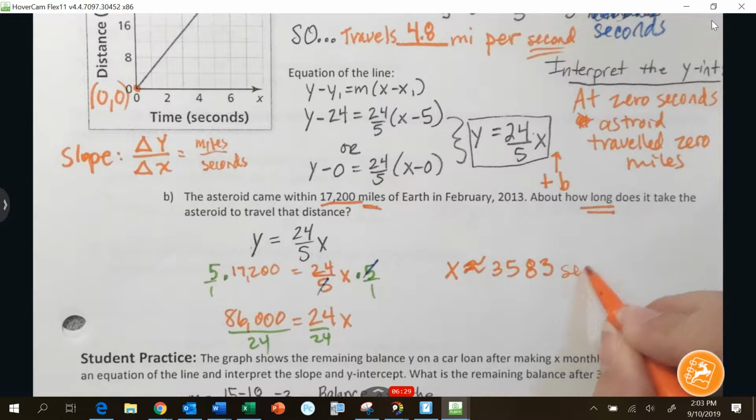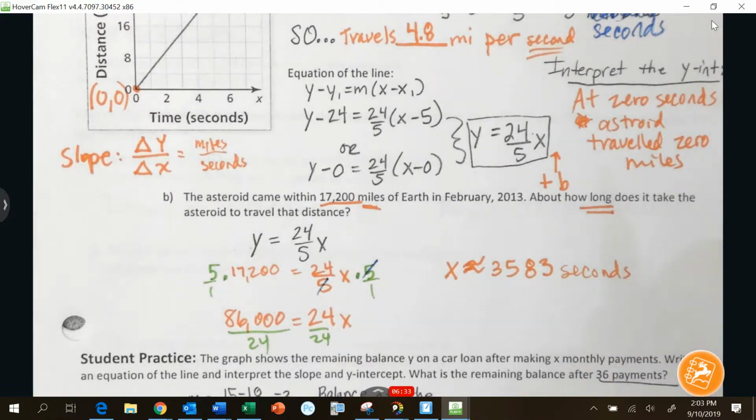So if I said, oh my gosh, guys, there's an asteroid coming and it's going to be here in 3,583 seconds. Well, would you really know what that means? Yes, it means it'll be here in 3,583 seconds. Do you have an idea of how long that is? 2 hours? Well, let's calculate that.